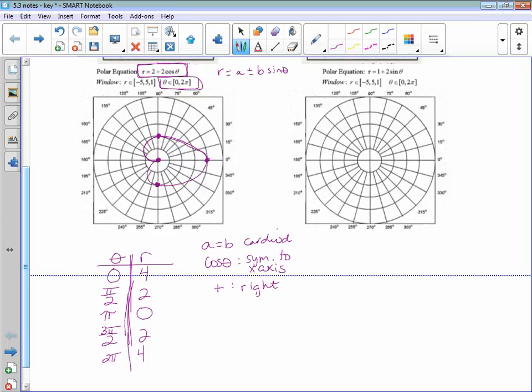All right, so let's look at our second one here. We have r equals 1 plus 2 sine of theta. Is that going to be a cardioid? A is less than B. Okay. So we're going to make our little chart again. So let's plug in 0. What do you get? 1. And let's plot. Go over 1. Angle of 0.